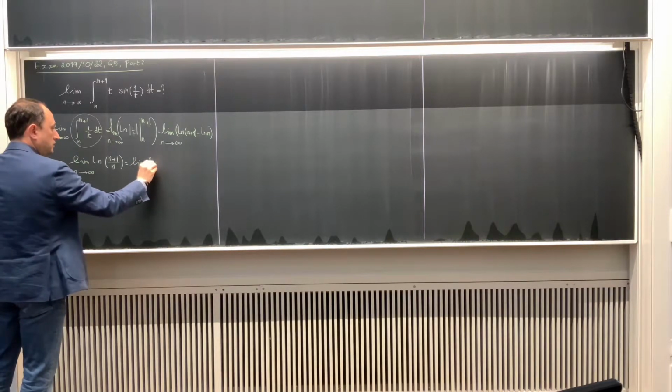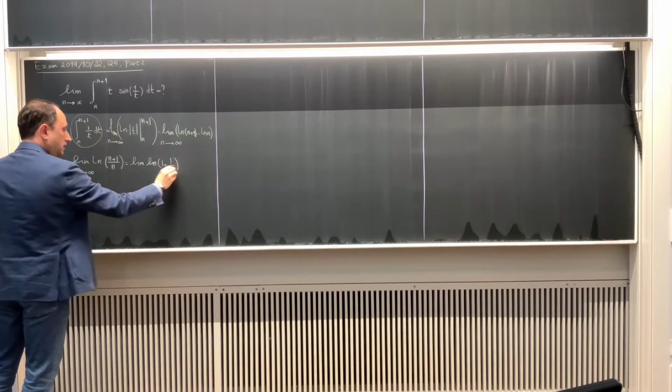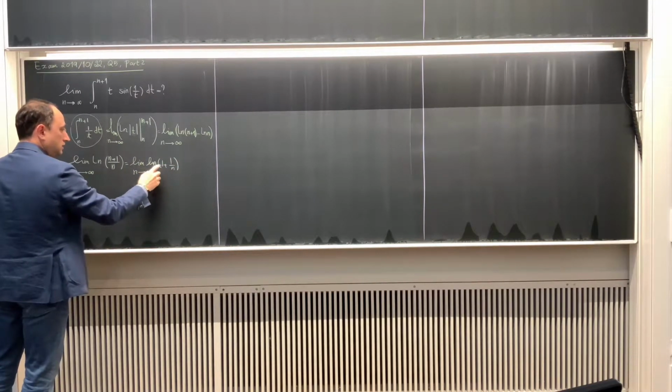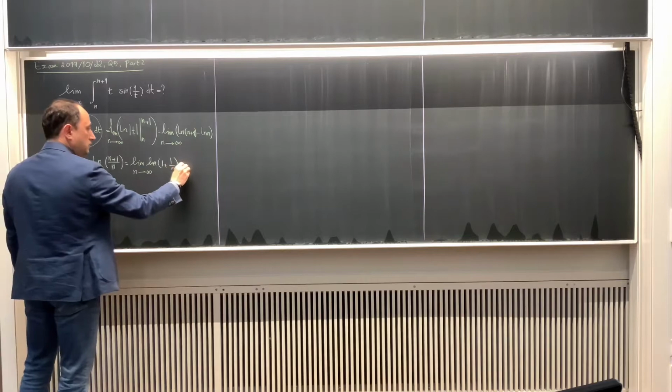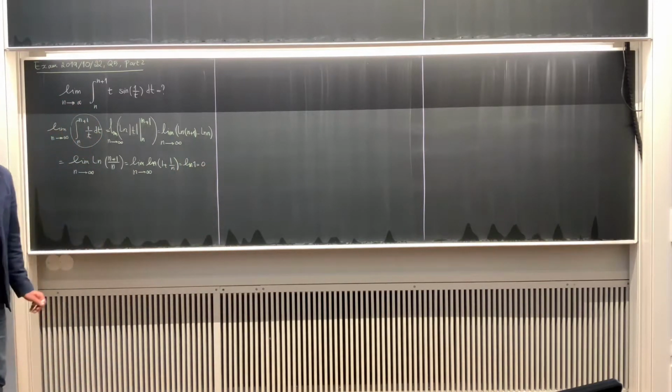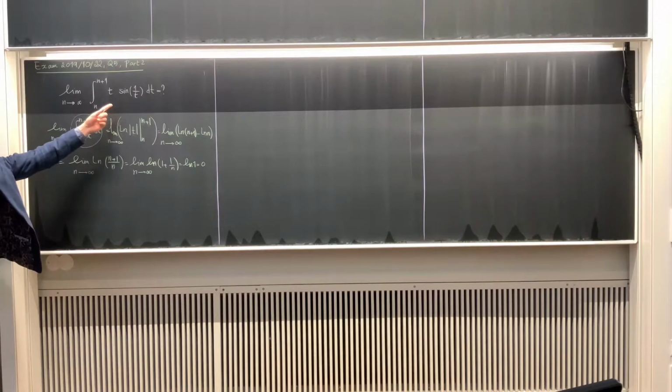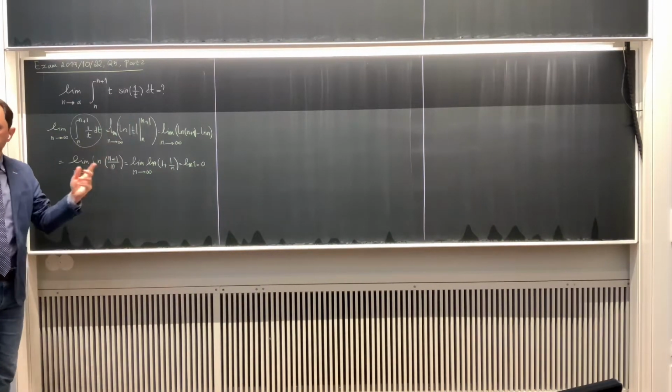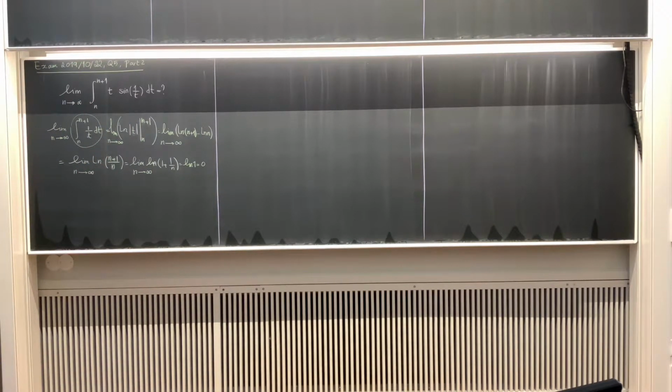So this becomes what? ln of 1 plus 1 over n. n goes to infinity, so this part becomes 0. So the answer becomes ln of 1, which is 0. So the limit of this is 0. But this method will not work for that because I cannot calculate the integral. That's the whole point. Yes, this is one of those functions.